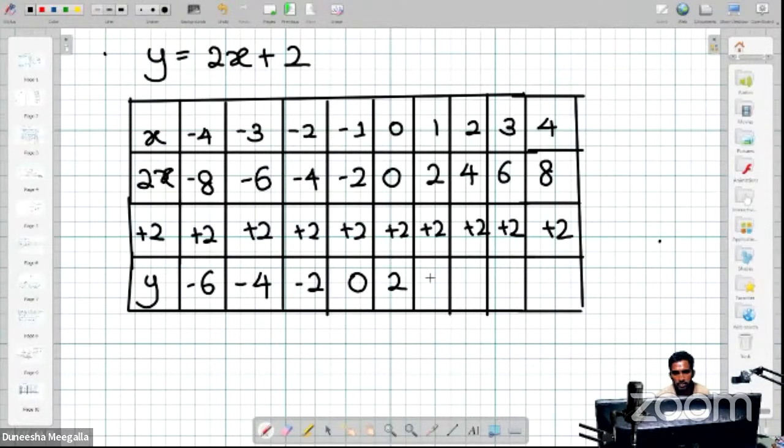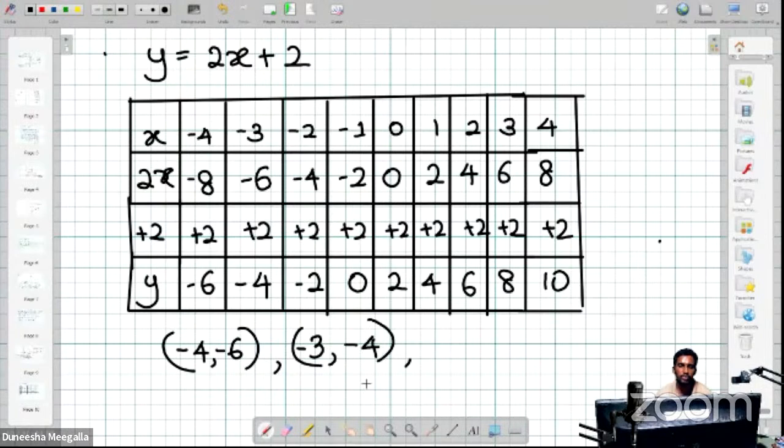Next one is 2, 4, then 6, 8, 10. Is it? Then the answer for the first coordinate is -4, -6. Next coordinate is -3, -4. Next one is the next coordinate. Who can tell me? Let's put these two together. What is the next coordinate?